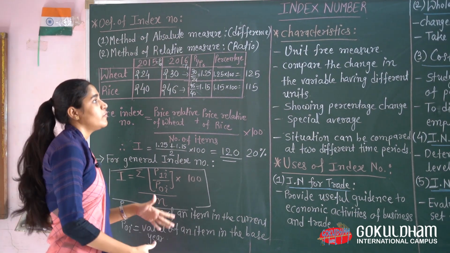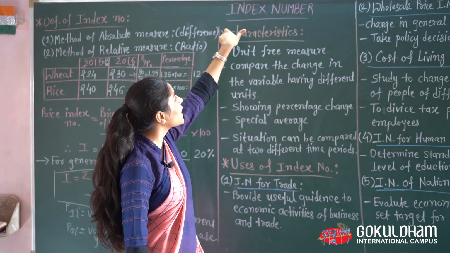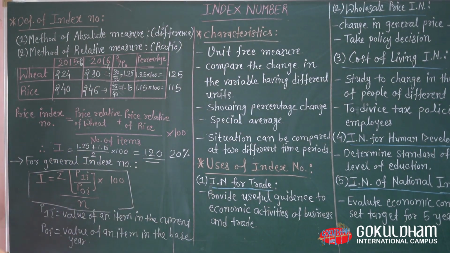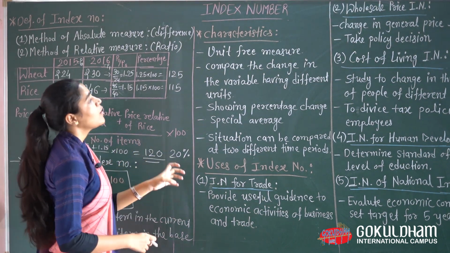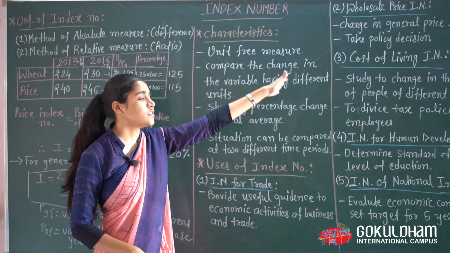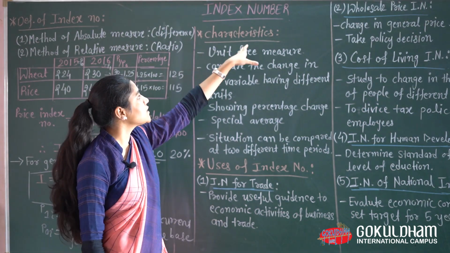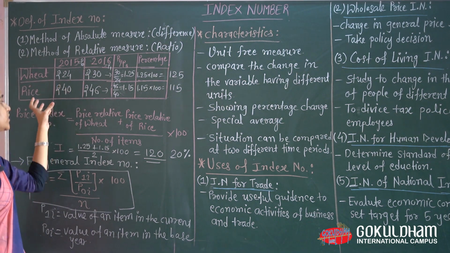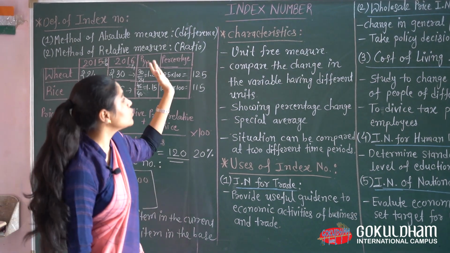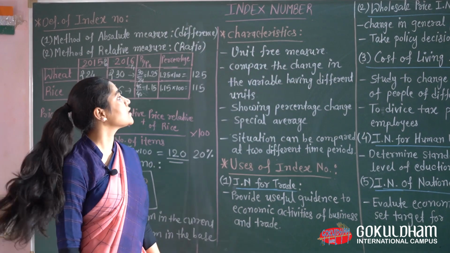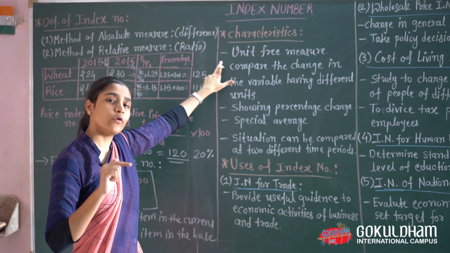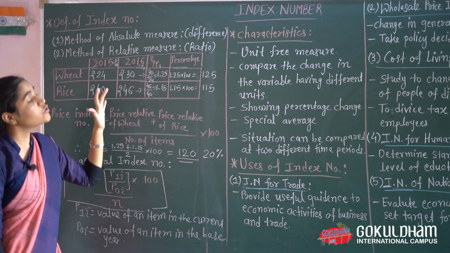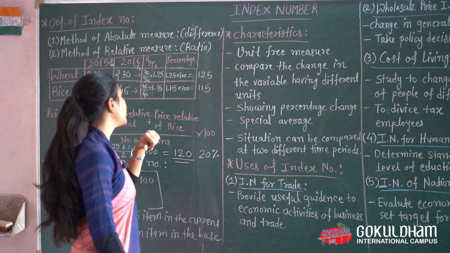So the next topic we have to discuss in our class is the characteristic of index number. The definition we discussed, the same we have to write but with a little more change, and we will get the characteristics. So now we will discuss the characteristics of index number. From the definition we have in our mind, we can make its characteristics. That means the first point we are noting here is unit free measure. That means our index number is a unit free measure. So how is it? Let us understand this.